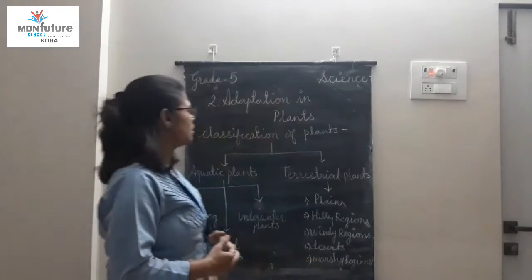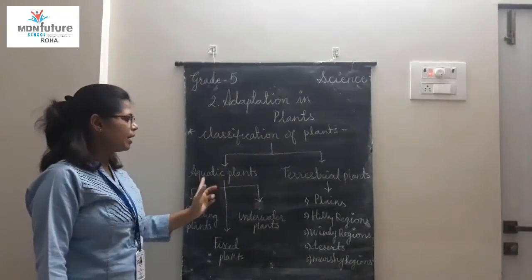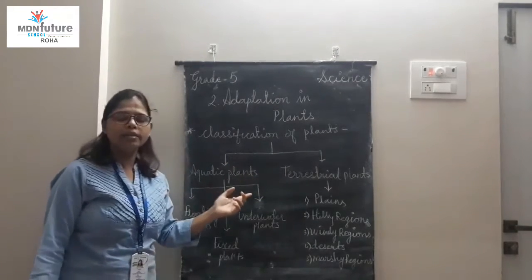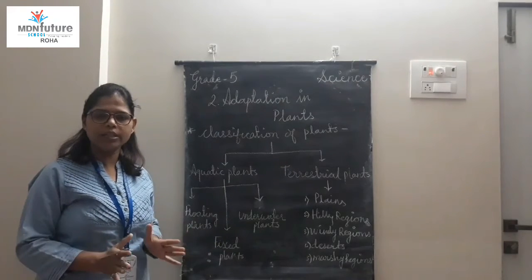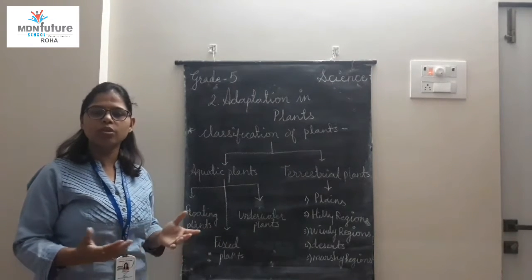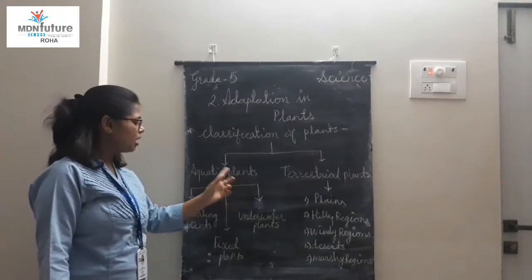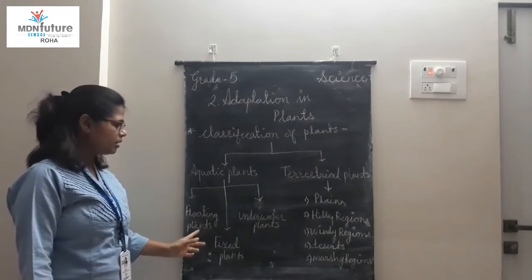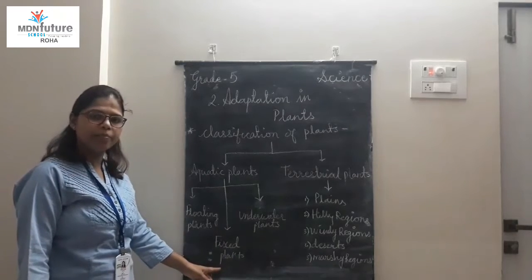So students, plants are classified into two types. First is aquatic plants, second is terrestrial plants. Aquatic plants means the plants that grow in the water are called aquatic plants. For example, water lily, lotus, water hyacinth and duckweed. Again, aquatic plants are classified into three types. First is floating plants, second is underwater plants and third is fixed plants.